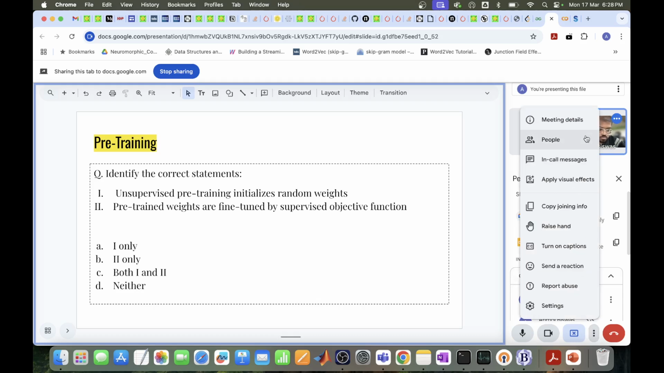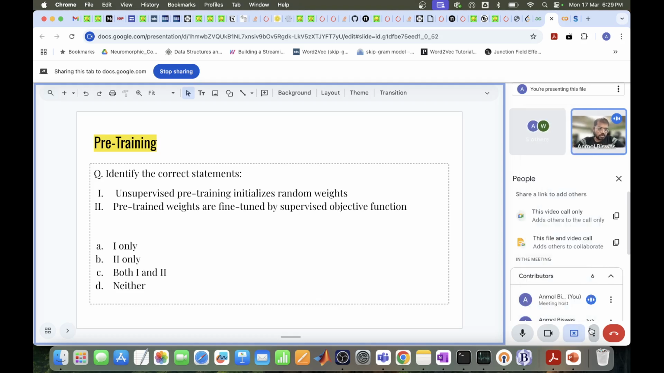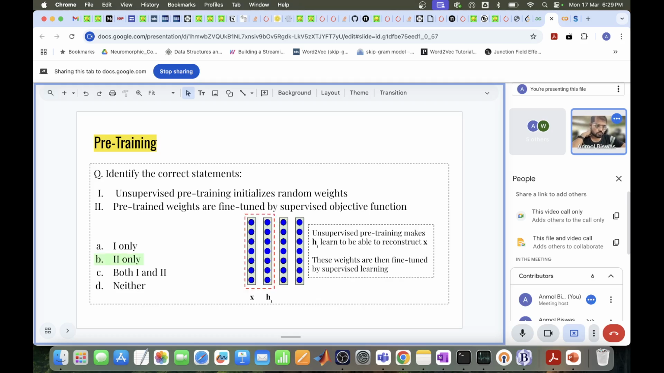Okay, so this is based on the discussion we just had. The second statement is true. The first statement is obviously not true because we talked about unsupervised pre-training, where you are trying to make every layer perform an autoencoder task, which is obviously not initializing random weights. Instead, you initialize weights such that they are capable of doing an autoencoder task. So that is the initialization. And then the pre-trained weights are fine-tuned by supervised objective function, which is standard.